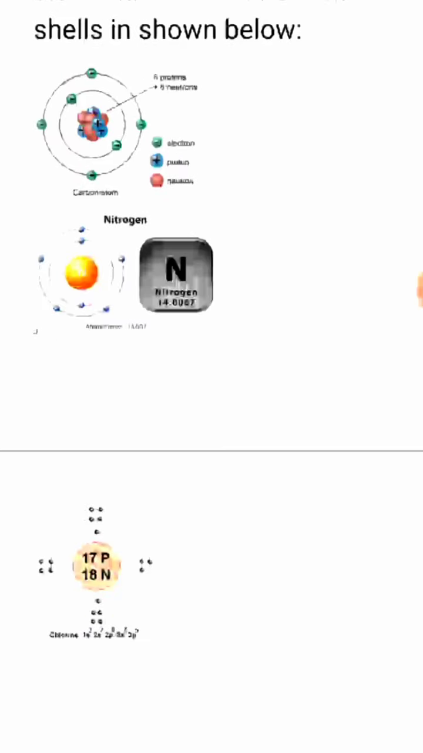Next one is nitrogen, with atomic number 7 and mass number 14. It has 2 electrons in the first shell and the remaining in the next shell. Only 2 shells are involved in nitrogen also.